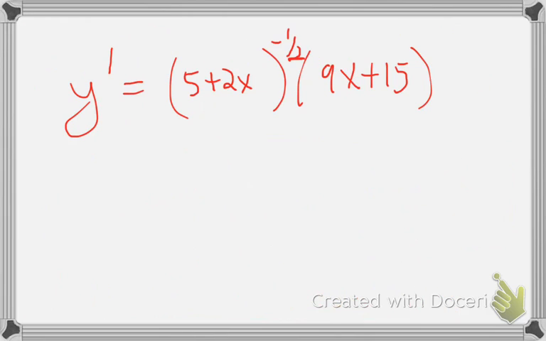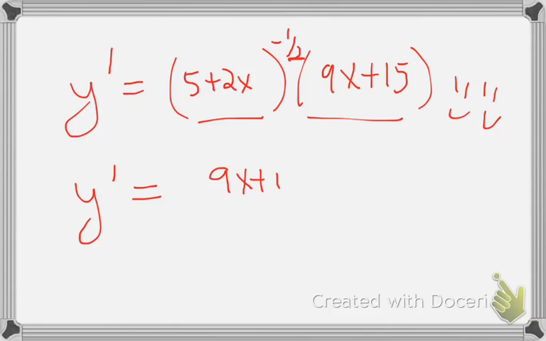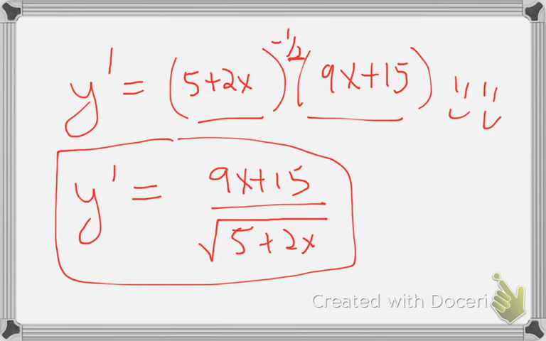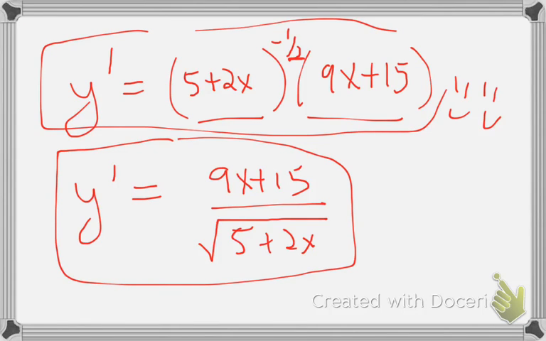I did want to mention, when you say (5 plus 2x) to the negative a half times (9x plus 15), that makes me double happy. It's nice and clean. Why does that make the author happy? Because if you had to take the second derivative, it'd be easy now. You could use a product rule. On top of that, you may see the final answer written like this: 9x plus 15 all over the square root of 5 plus 2x, with the radical on the bottom of the fraction. That's just a style thing; either one is acceptable.